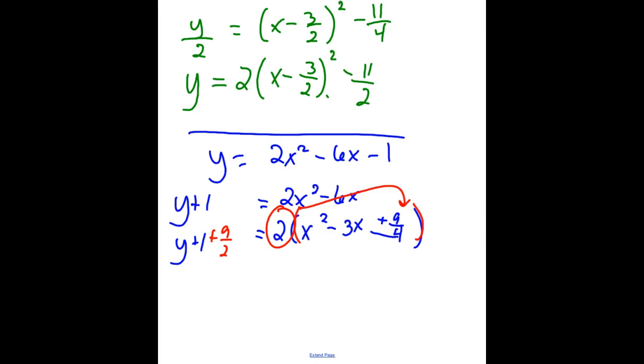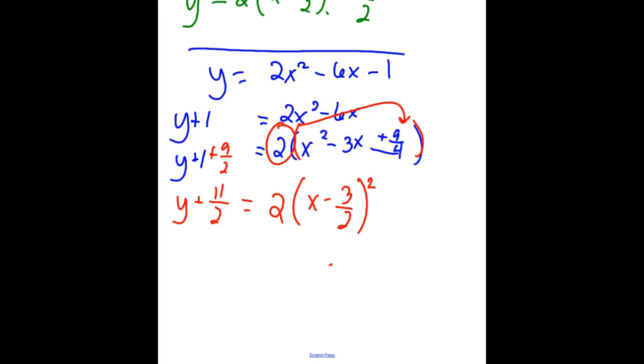Now when I combine like terms, I have 1 plus 9 halves. The 1 would be 2 halves. So 2 halves plus 9 halves gets me that 11 halves. There's a 2 out front. The trinomial piece factors back down. All right, and then we can subtract the 11 halves back over. So we're going to end up with the same answer. It's just a slightly different way of working through it.